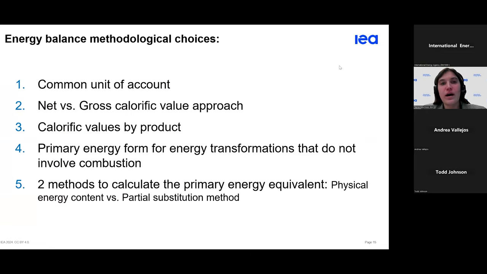So there are several methodological choices that go into the creation of an energy balance. And the IEA has its own methodology for creating an energy balance based on the international recommendations for energy statistics. So in this section of the presentation, I will talk about several key methodological choices that the IEA has made to create our standardized energy balance format.